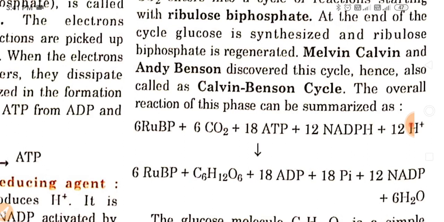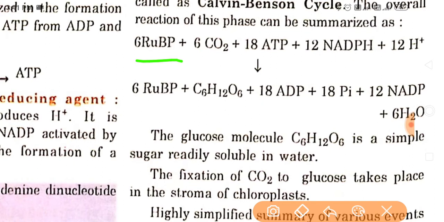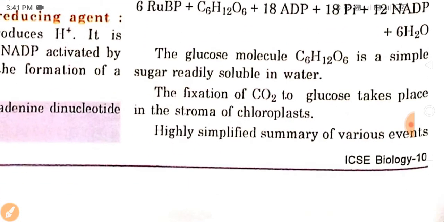The overall reaction of this phase can be summarized as: 6 molecules of ribulose bisphosphate react with 6 carbon dioxide molecules, and 18 ATP molecules plus 12 NADPH are required for this process. So this is the overall reaction. The glucose molecule, C6H12O6, is a simple sugar readily soluble in water. As you know, the fixation of CO2 to glucose takes place in the stroma of chloroplasts.